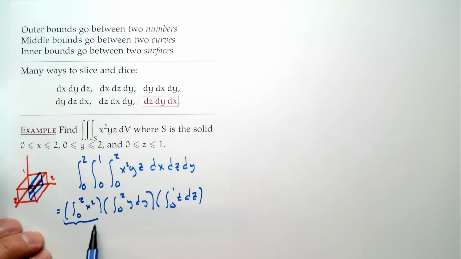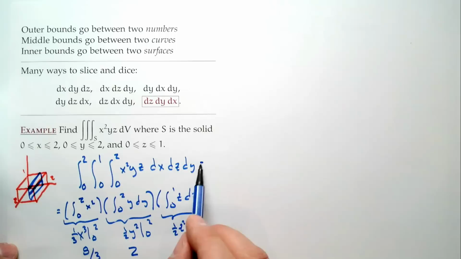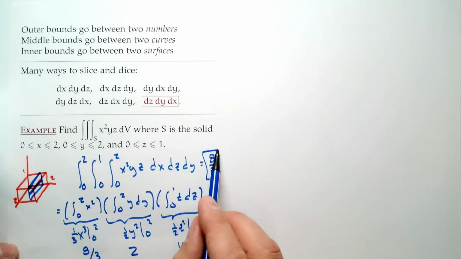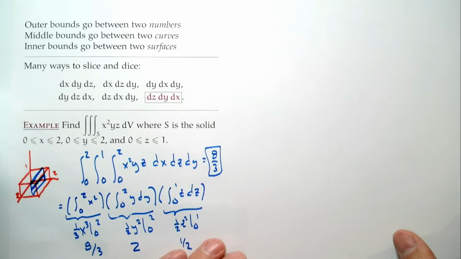All right, well, integral of x squared, that's 1/3 x cubed. I'm going to evaluate that from 0 to 2. Integral of y, that's a half y squared. Evaluate that from 0 to 2. Integral of z is a half z squared. Evaluate that from 0 to 1. And I'll end up getting 8/3 from the first term, 2 from the second, and a half from the third, which means when I put them all together, my answer will be 8/3. Okay, so that was fairly straightforward, because we had a box.